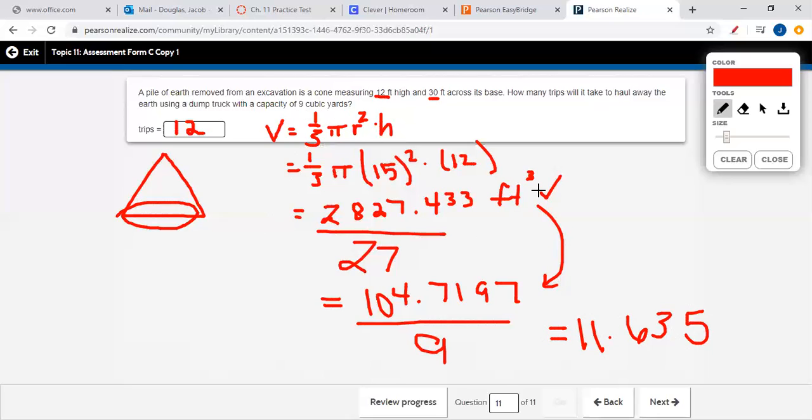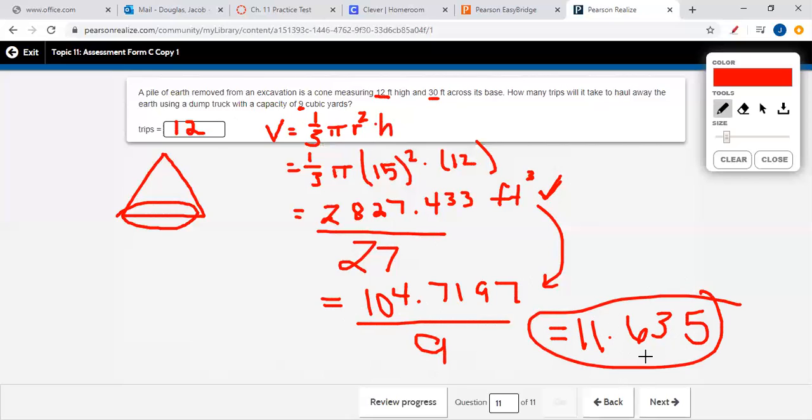Once you find this in cubic feet, we're going to convert it by dividing by 27. The reason it's 27 is because we're using this 9 right here, and 9 times 3 is 27. Then you get 104.7197. So if you convert 2827 cubic feet, that is 104.7 cubic yards. Then you convert that into the number of trips it would take. If you can take 9 cubic yards in one trip, you would just divide this figure by 9, which is where we got this.